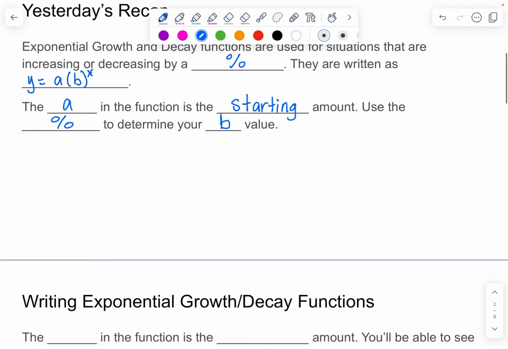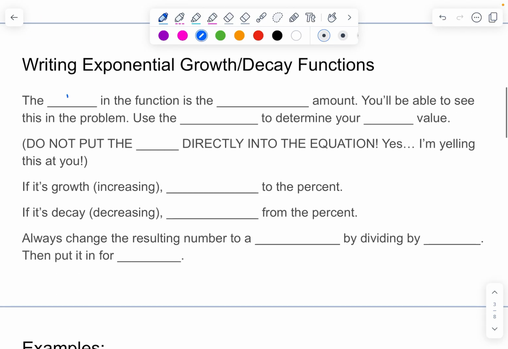Oh, okay, well, I have that in there twice. I guess I put that in there twice. Sorry, y'all.